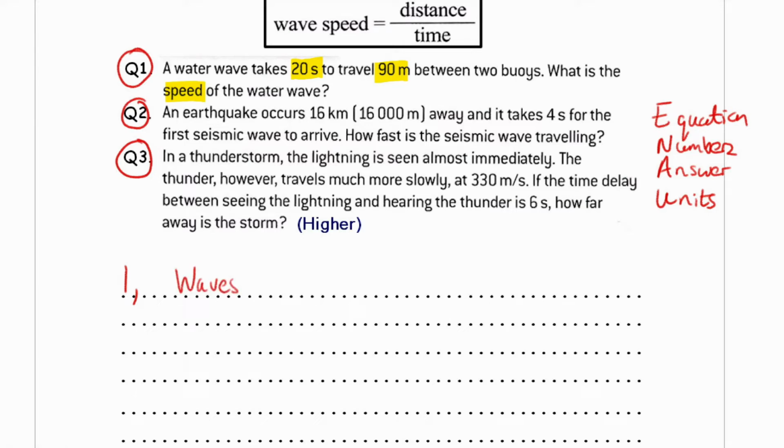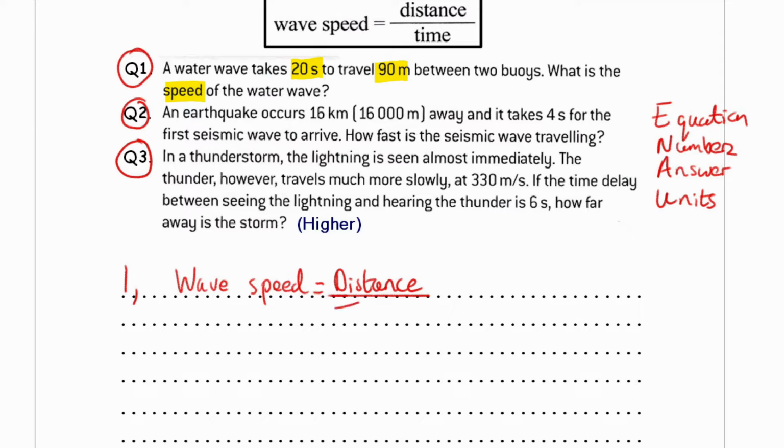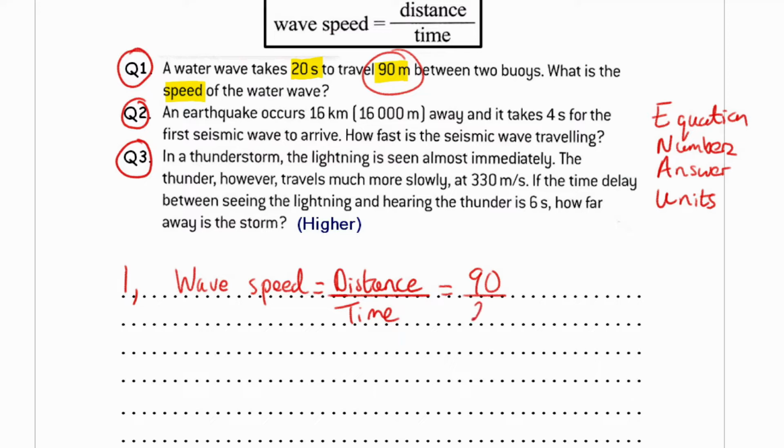Wave speed. The first thing I'm going to do is write down the equation. That gives you your first mark by choosing the correct equation. In the exam, you'd have to choose the right equation from the inside of the exam paper. And the distance on this occasion, look, is 90 meters. It's always good to highlight the important bits of information in the question. And the time is 20 seconds. If you divide 90 by 20, you can put that in a calculator. It's the same as dividing 9 by 2, which is 4.5. So 4.5 meters per second.